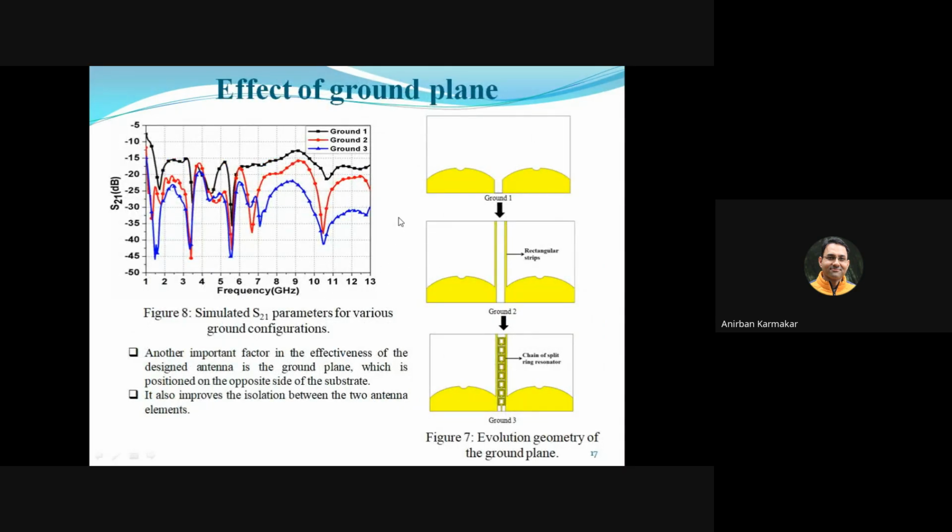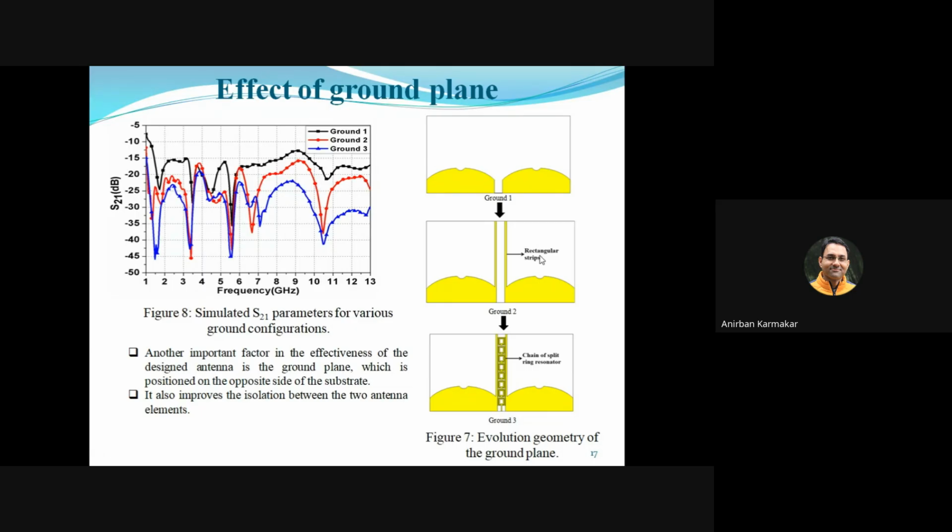So here we have discussed the effect of the ground plane. This is the simulated S21 parameters for various ground configurations. This is for ground 1, this is for ground 2 with rectangular strips, and these are the chain of split ring resonators. So here we can see we are having an improving value of S21 whenever the architecture of the ground plane is being improved by inserting a chain of split ring resonators as well as rectangular strips.